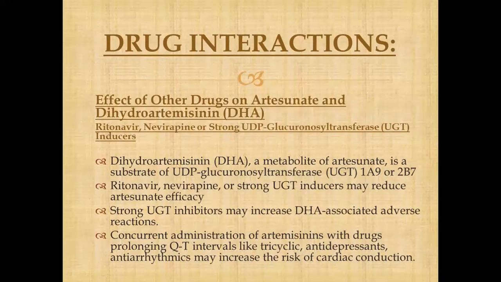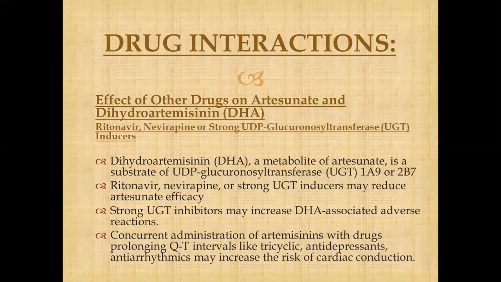Drug interaction. Effect of other drugs on artesunate and dihydroartemisinin, like ritonavir, nevirapine, or strong UDP glucuronosyltransferase UGT inducers. DHA, a metabolite of artesunate, is a substrate of UDP glucuronosyltransferase UGT 1A9 or 2B7. Ritonavir, nevirapine, or strong UGT inducers may reduce artesunate efficacy. Strong UGT inhibitors may increase DHA-associated adverse reactions.